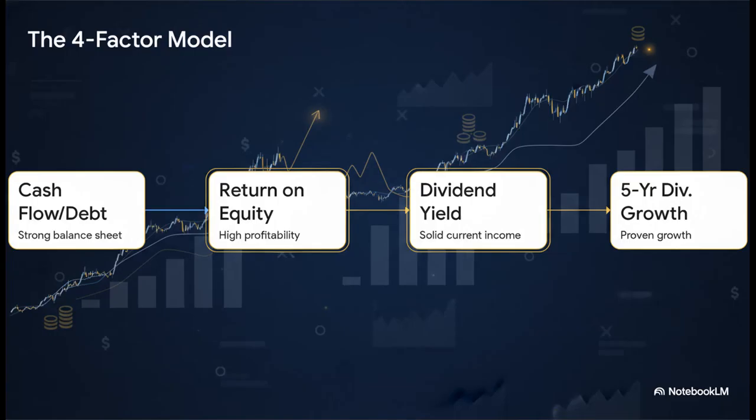So the index it follows has this super strict four-part checklist. First, it checks for a strong cash flow to debt ratio. Basically, is the company financially healthy? Second, it looks for a high return on equity, or ROE, which is a great sign of a well-run, profitable business. Third, of course, it has to have a good dividend yield. And fourth, it has to have a solid 5-year track record of growing that dividend. Only the top 100 companies that check all of those boxes get in.